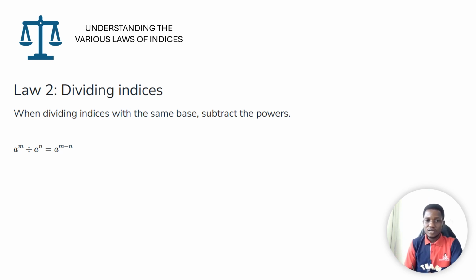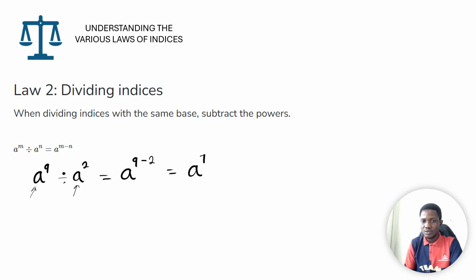An example around that is if you have a to the power of 9 divided by a to the power of 2. Now you see that the base numbers are the same, which is a, and then all you need to do is pick one of the base numbers and do a subtraction of the indices. What you have now is 9 minus 2, and then you have your base number raised to the power of 7.